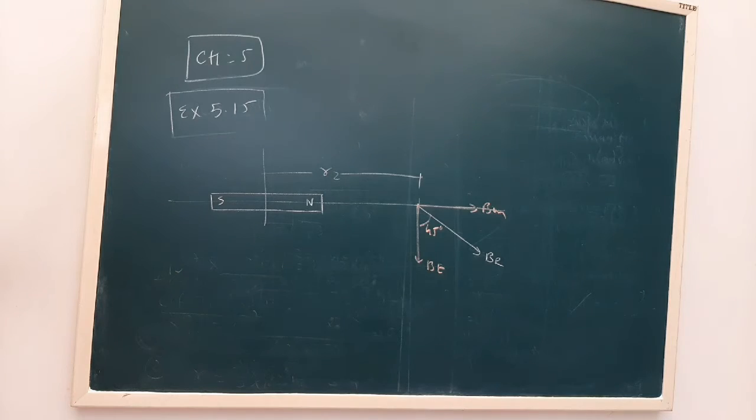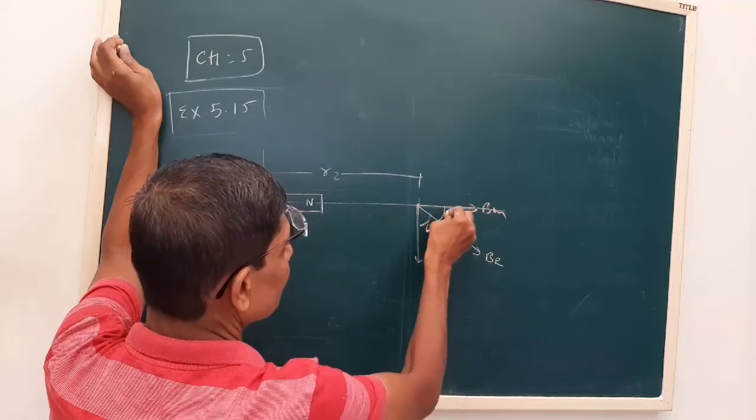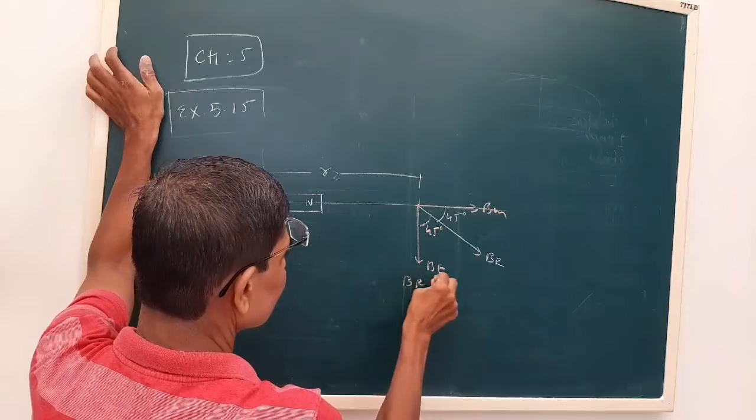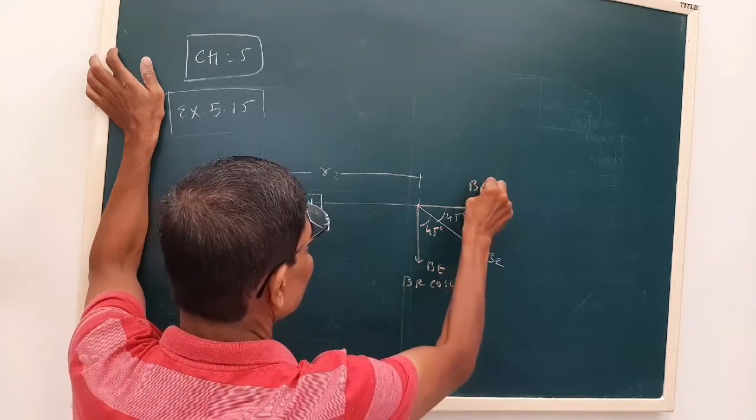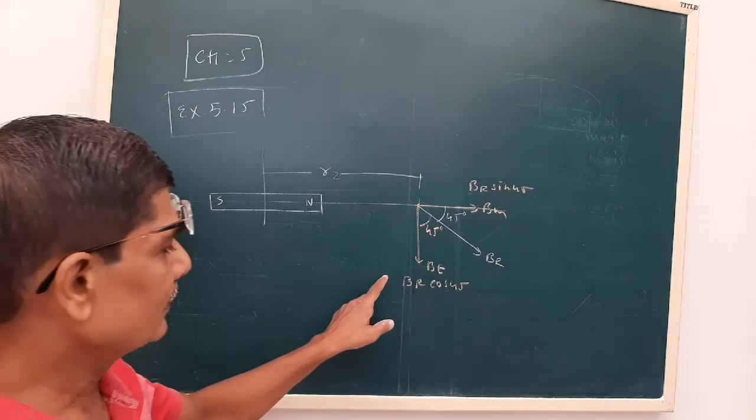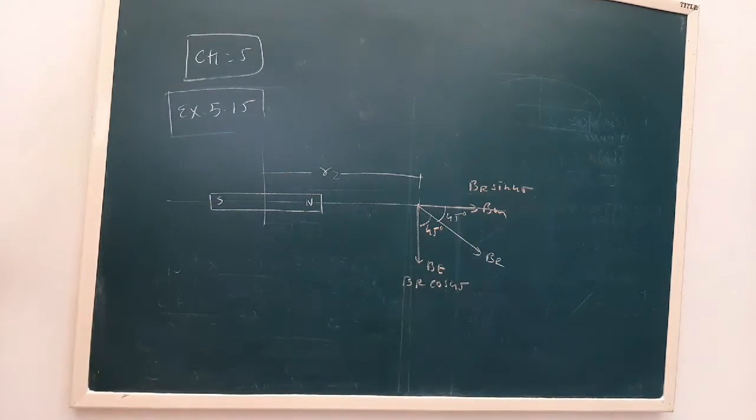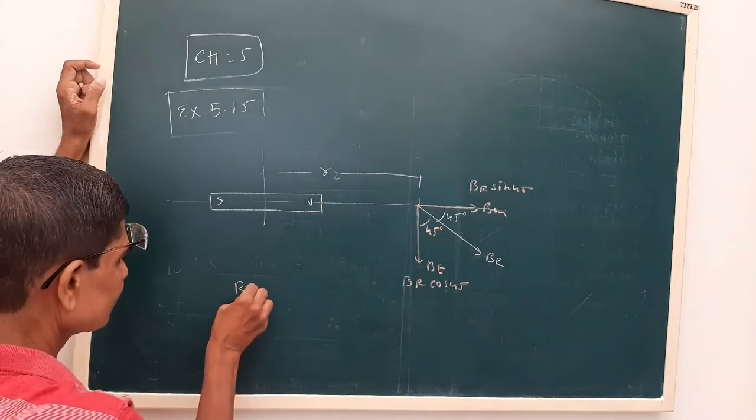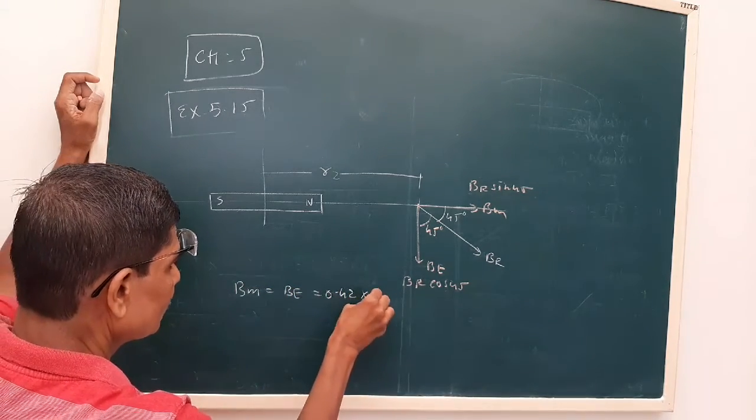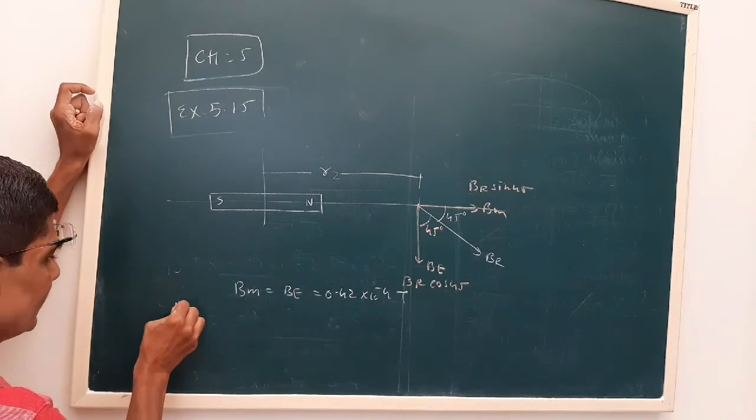So this angle also will be 45. Okay, so Br cos 45 and Br sin 45. So what we'll see, Bm and Be will be equal. Why? Because cos 45 and sin 45 are equal. So Bm will be equal to Be, that is 0.42 into 10 to the minus 4 Tesla. But we know the null point is on the axis here.